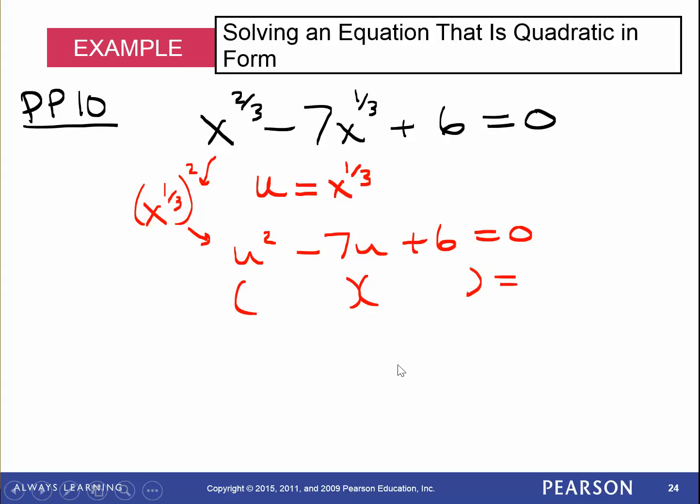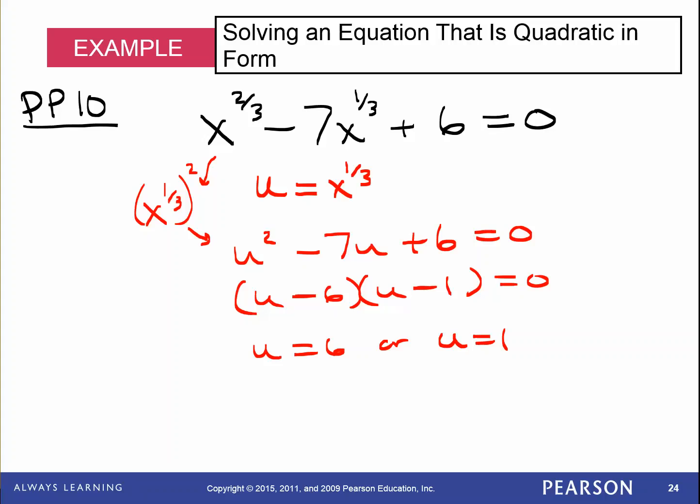Okay, so let's see. u times u gives you u squared. I need two numbers that multiply to 6 and add to -7. -6 and -1 would do it. And if that's the case, I can set each of those equal to 0 and solve. So how about u is equal to 6 or u is equal to 1? Everybody good there?